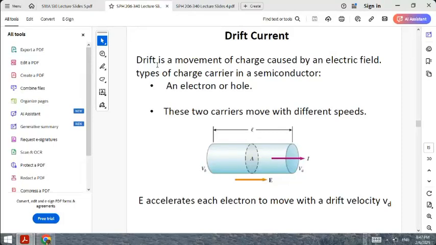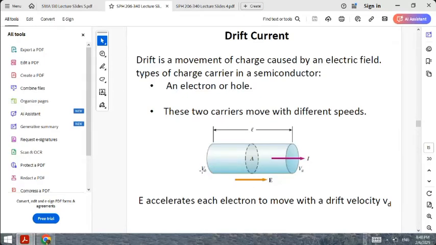What is drift current? What is diffusion current? Drift is the movement of charge caused by an electric field. What will be drifting is either an electron or a hole, and these carriers move with different speeds.